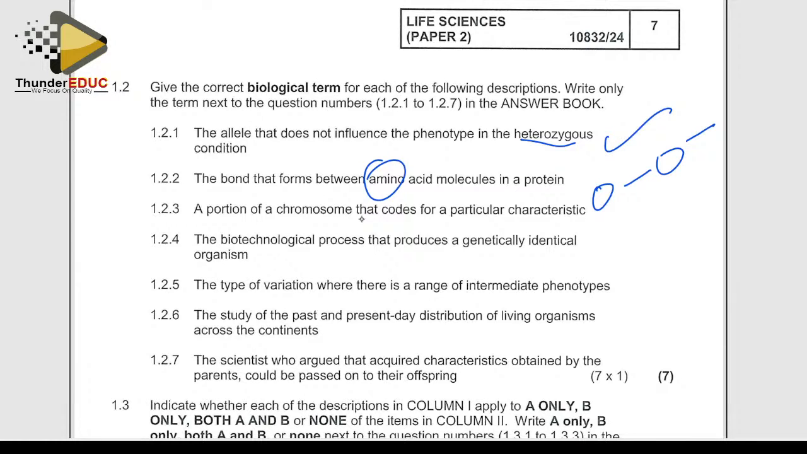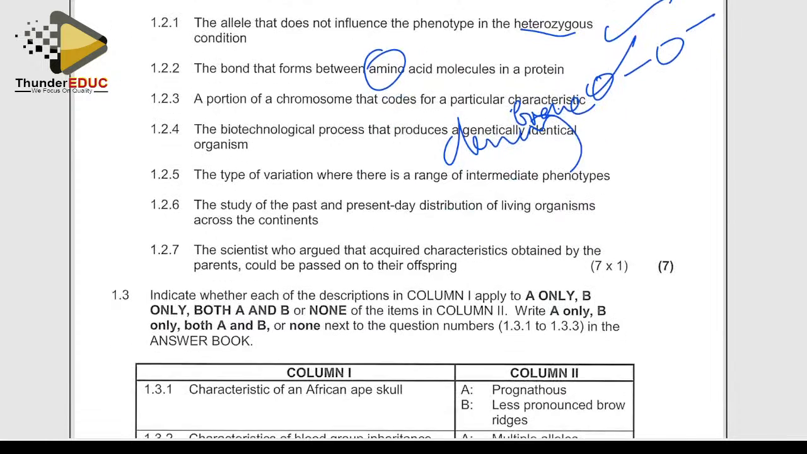Portion of the chromosome that codes for a particular characteristic. We say this is a what? It's a gene. Biotechnology process that produces genetically identical organisms. We say it is cloning. Yes, we talked about it when we discussed the cloning of Dolly the sheep.